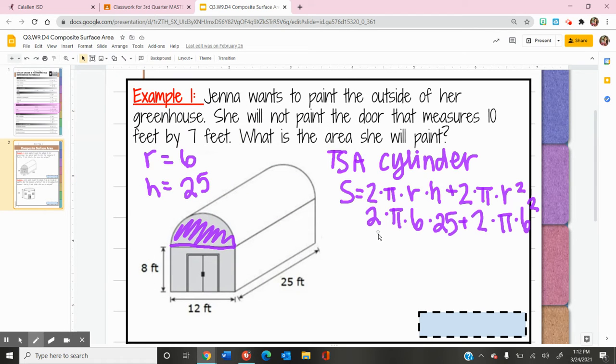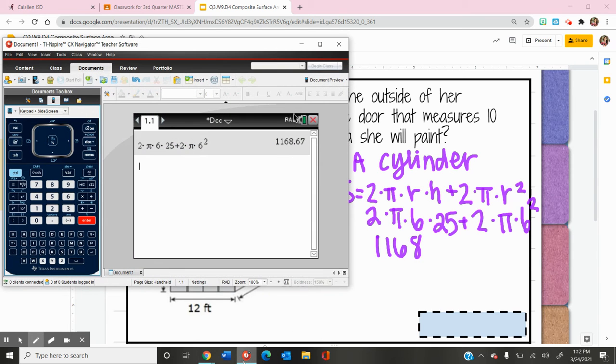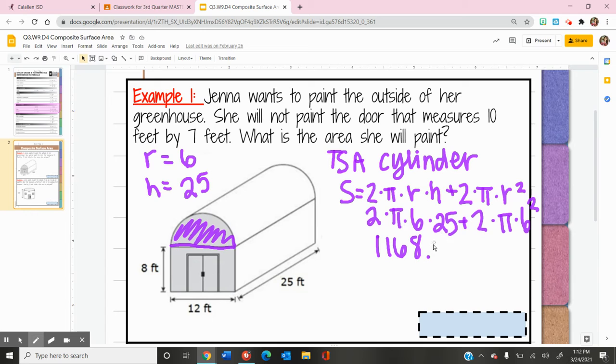But remember that this is half of a cylinder. So now that I have found the total surface area of the cylinder, I am going to divide this number by 2.